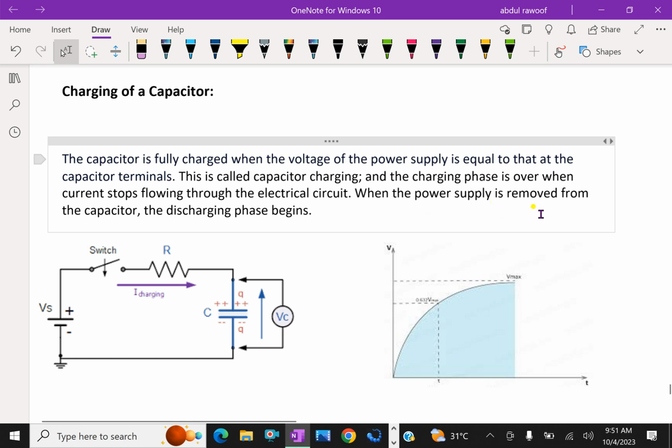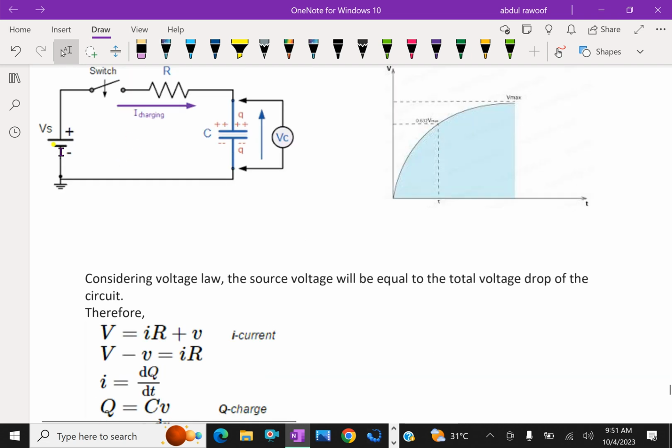When the power supply is removed from the capacitor, the discharging phase begins. Here, look at this figure. The voltage terminal is connected through a switch and resistance, high voltage, high resistance, and the capacitor is connected, and a voltmeter is connected in parallel to the capacitor to measure the voltage across the capacitor.